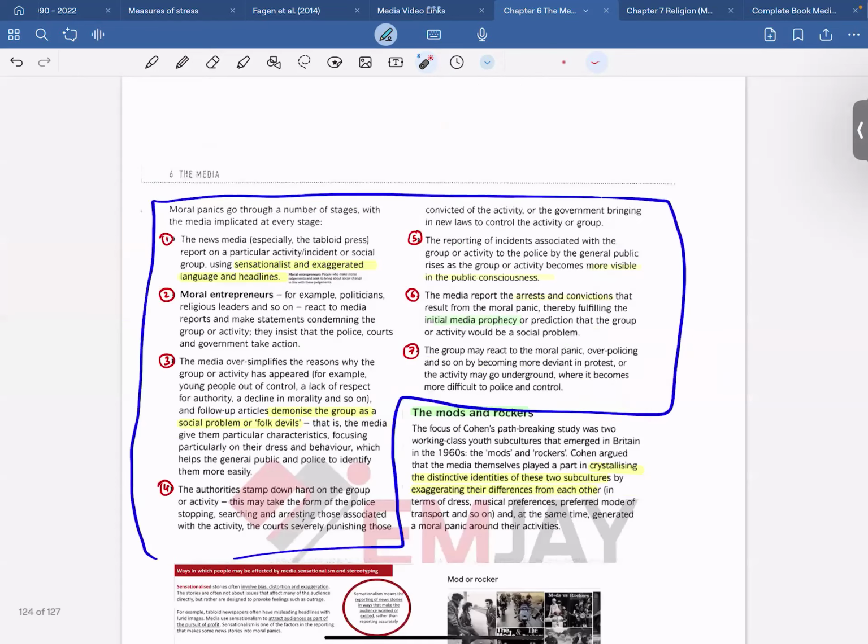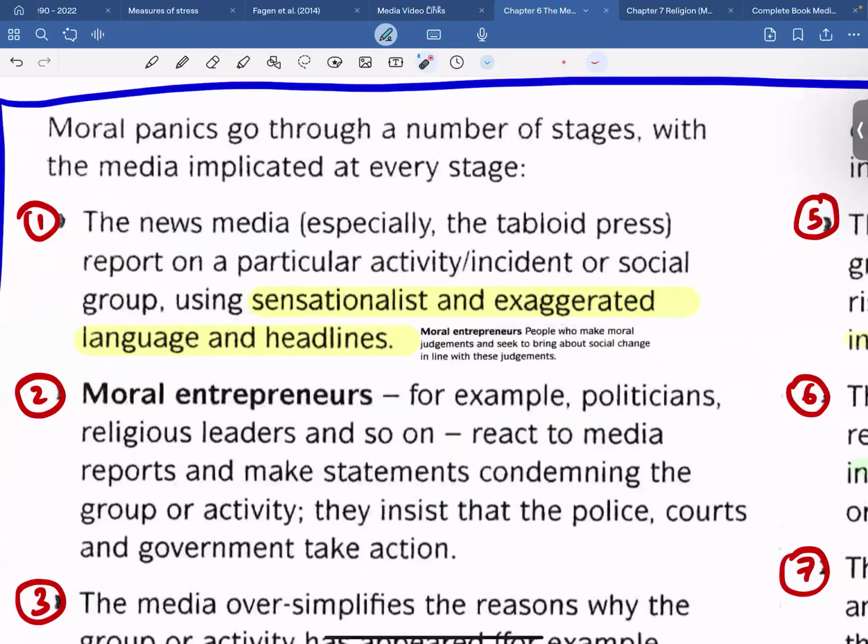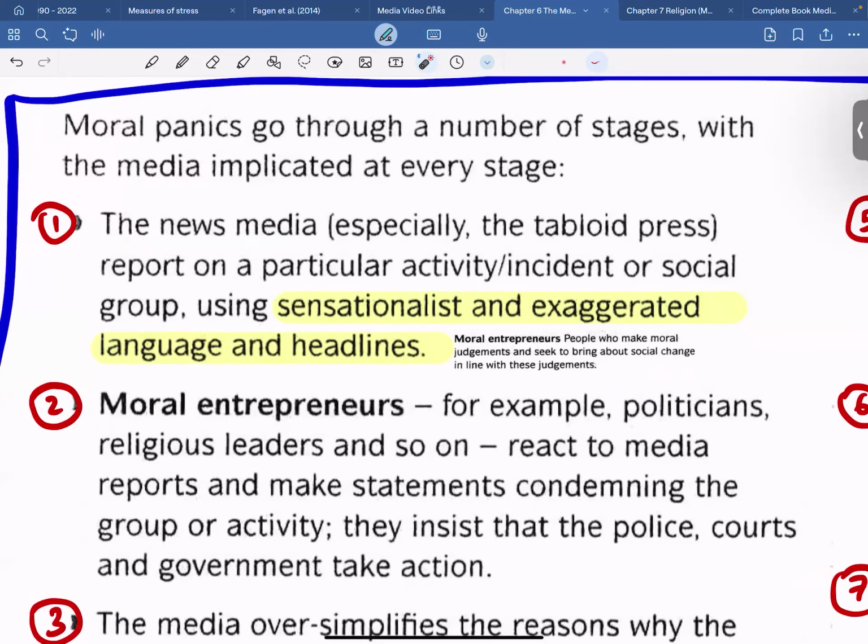Now, taking this ahead, moral panics go through a number of stages with the media implicated at every stage. Now, I repeat, you are not an O-level student and you're not expected to learn all of these steps. So yeah, knowing these stages would help you write answers better. That's it. So moral panics go through a number of stages with the media implicated at every stage. Now I've pretty much explained this entire thing to you. I'm just reading it out over here so that there is no confusion whatsoever.